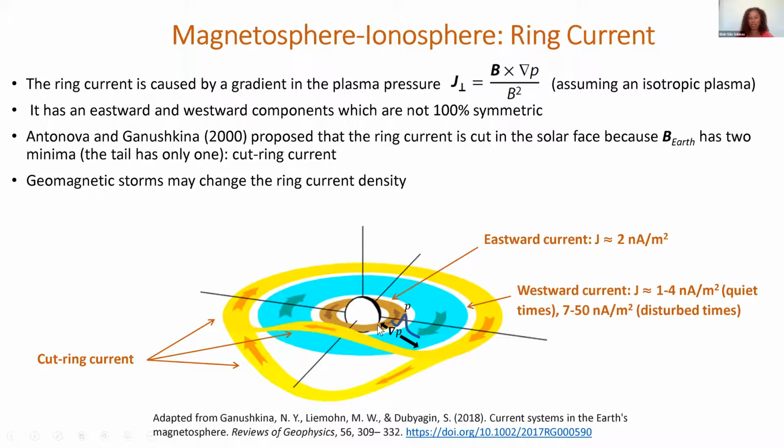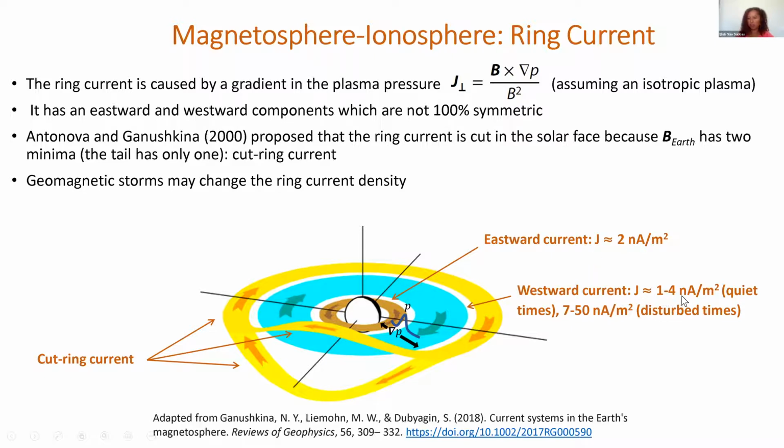So here we see the eastward component of the ring current, and the intensity is about 2 nanoamperes per meter squared. And because of the pressure gradient, the pressure is maximum at this point, so there is a gradient towards each direction. There is this current flowing in the westward direction, and that's a much stronger current than the eastward current.